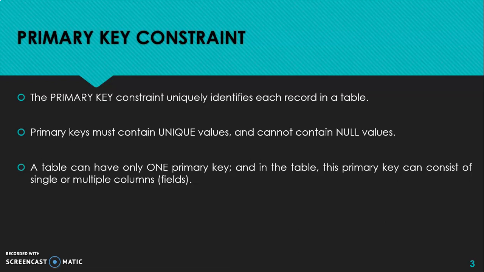multiple columns. Means when you are assigning a primary key to the table, you can consider more than one column to form a primary key, but there will be only one primary key in the table that will uniquely identify that record. And also the columns that you are considering for the primary key should not have null values.